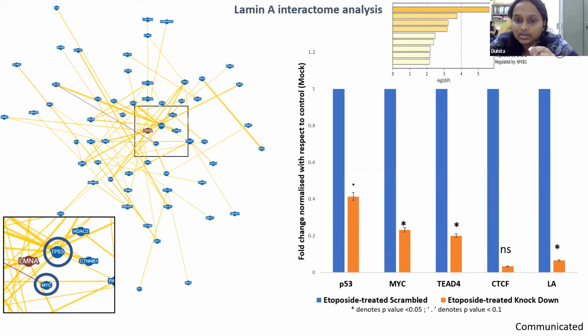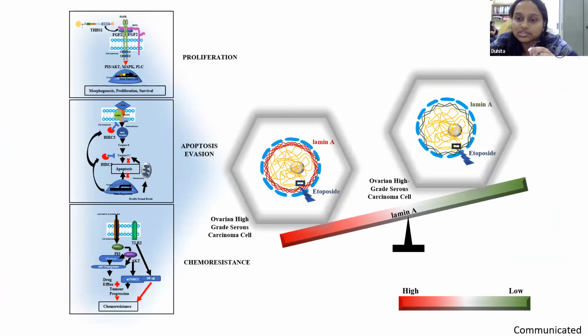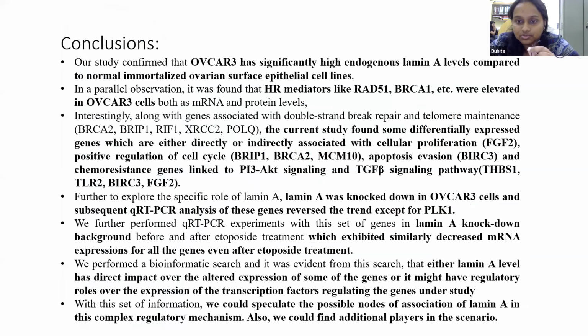So all these observations suggest that when an ovarian cancer cell with a high endogenous level of lamin A experiences DNA damage in the form of etoposide or any chemotherapeutic agent, it indicates the emergence of chemoresistance, apoptosis evasion, and proliferation, but that is not the phenomenon when a cell has lower expression of lamin A. So these are the conclusions from the project.